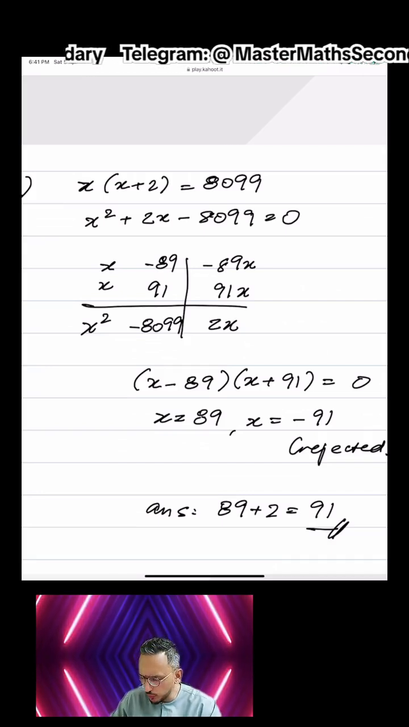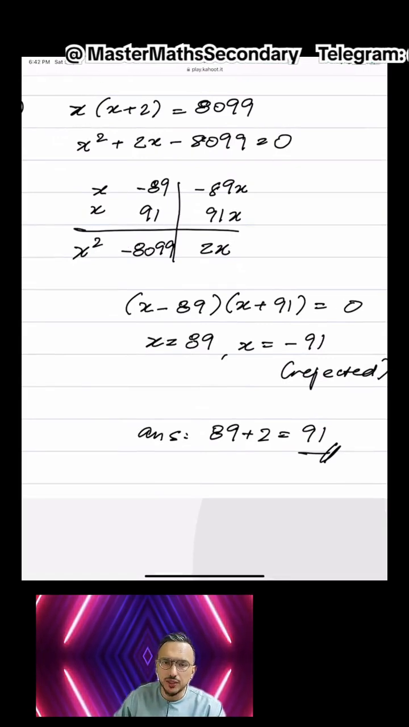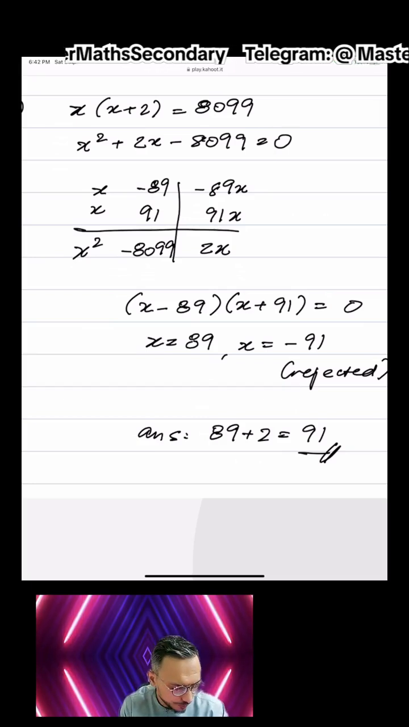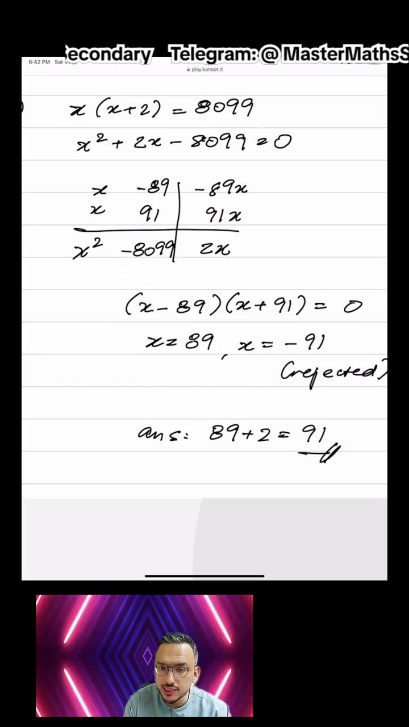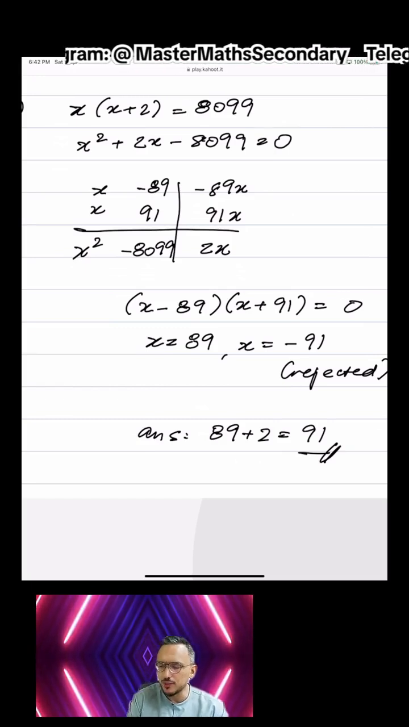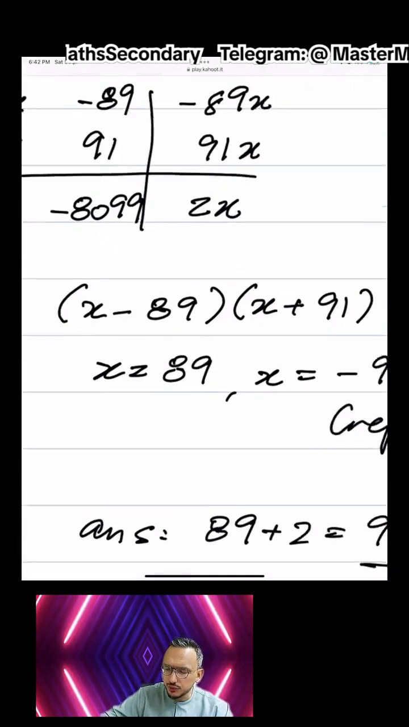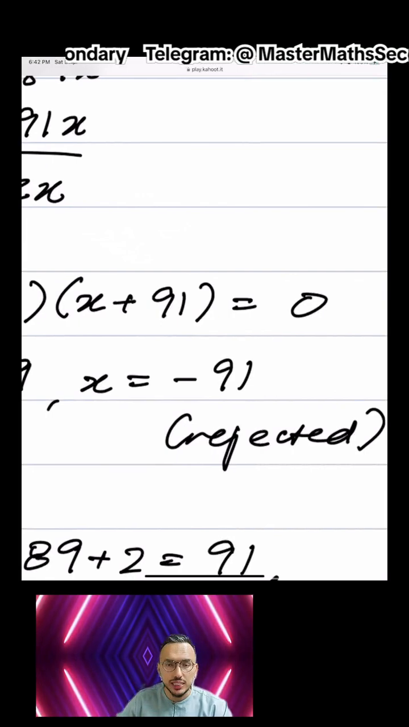You on top put minus 90. No, the minus 91 is rejected, because it cannot be negative. It cannot be negative because it's a positive odd number. So when we solve the equation, we get x equals 89 and x equals negative 91.